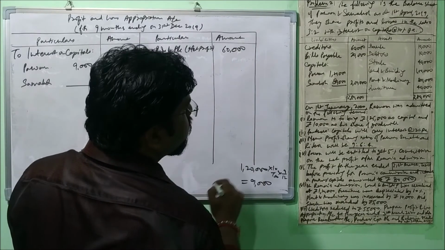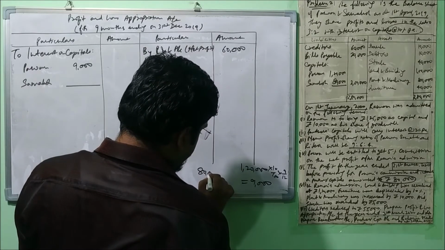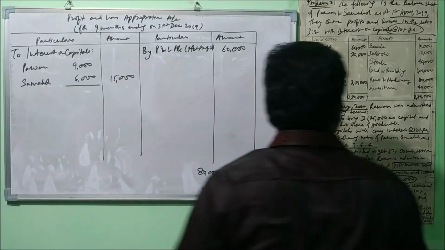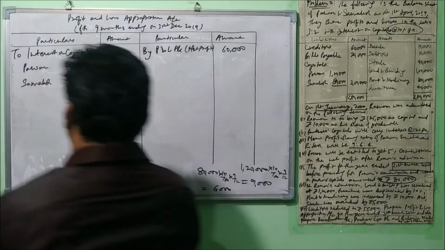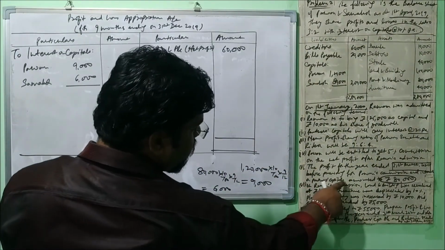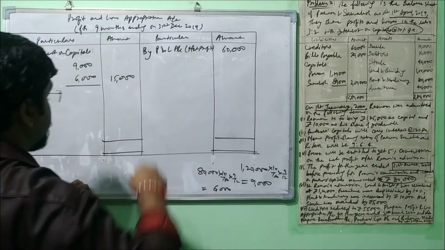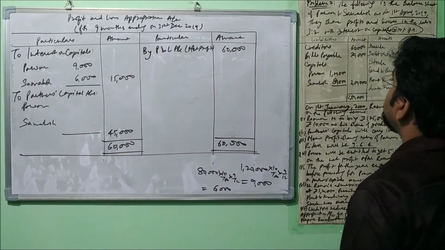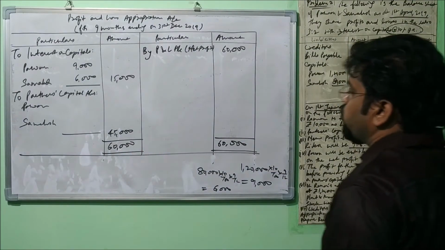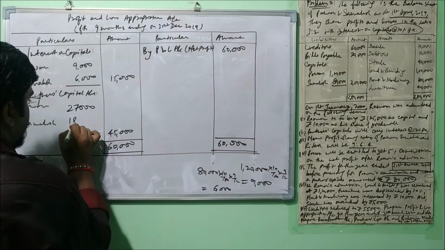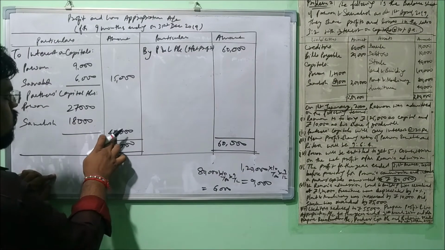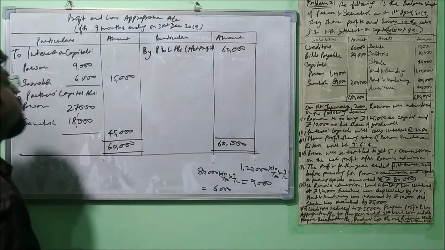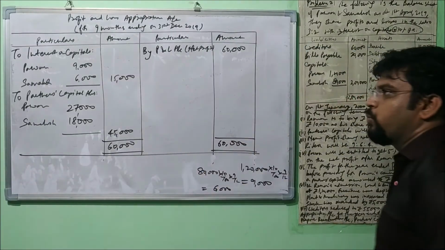Similarly, we calculate for Samaksh on 80,000, it comes out 6,000. So the total is 15,000. No other adjustment is there. Now let's look at the total. Don't get confused, the commission will be paid in the second part of the profit and loss appropriation account, not this part. So 45,000 they will distribute among themselves in the ratio of 3:2, which is 27,000 and 18,000. So this will be the first part of the profit and loss appropriation account.